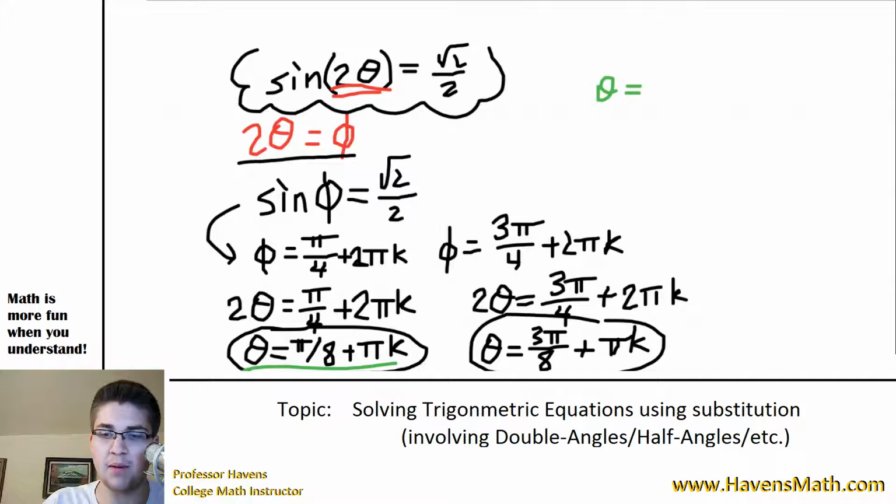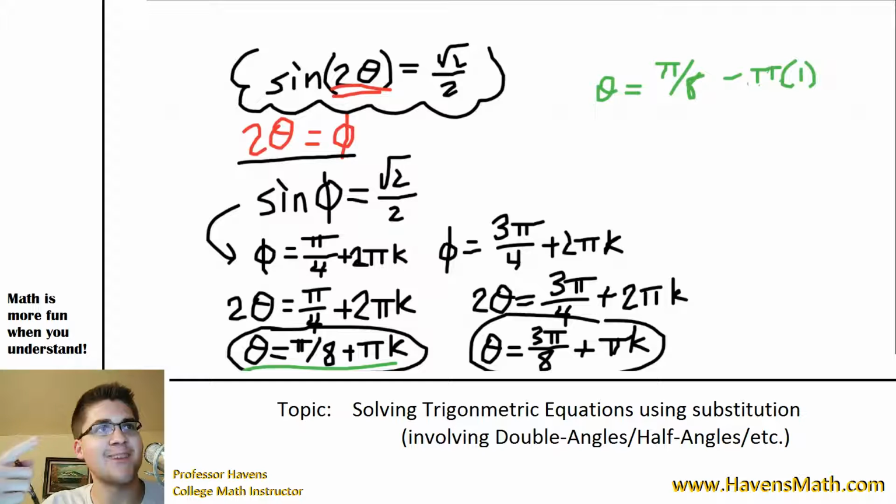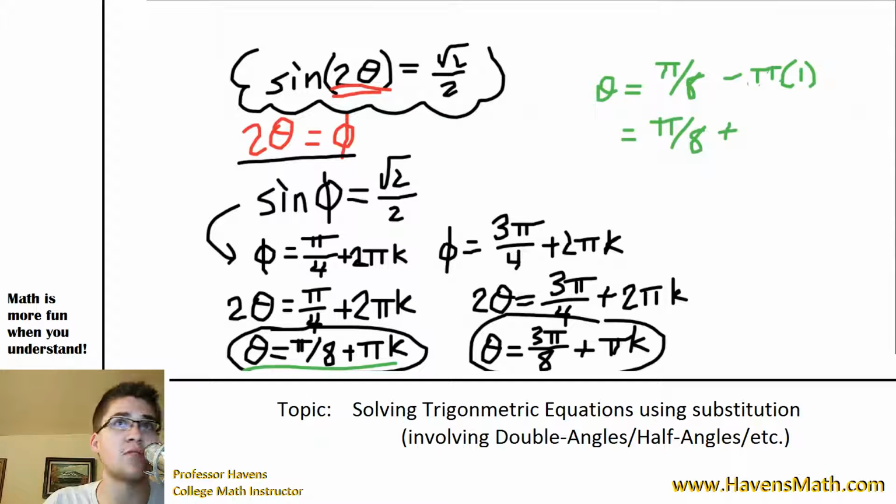That would be theta is equal to pi over 8 plus pi times 1, because the 2 went away when we divided both sides by 2. So I'm plugging in 1 for k just to find the other solution. The reason being is this is also going to be on the unit circle. So this gives us pi over 8 plus pi times 1.